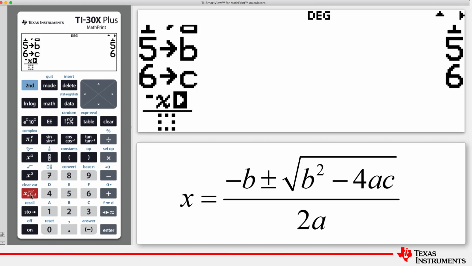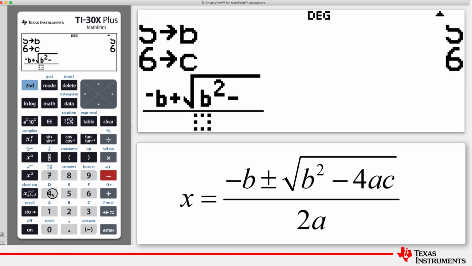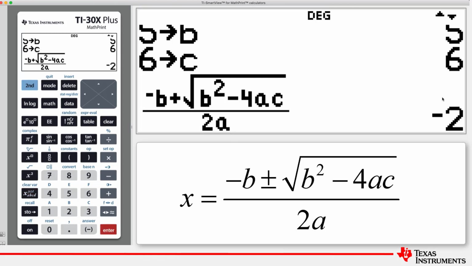So that's negative b plus the square root of b squared minus 4ac, all over 2a. And as we predicted, our first root is x equals negative 2.